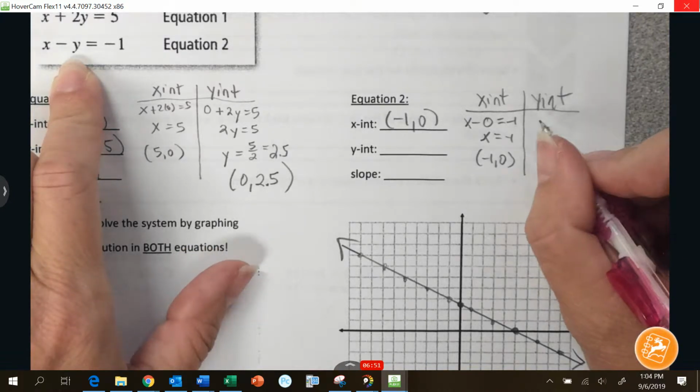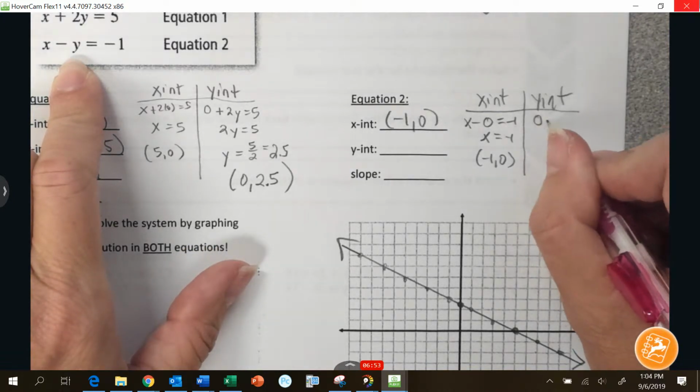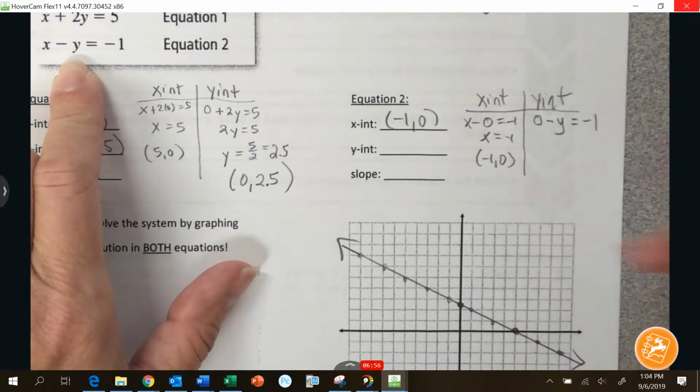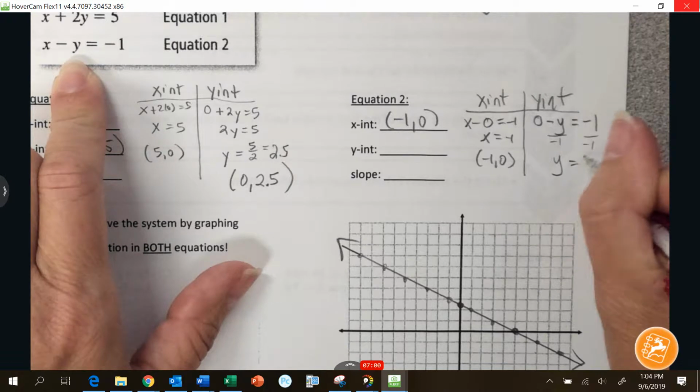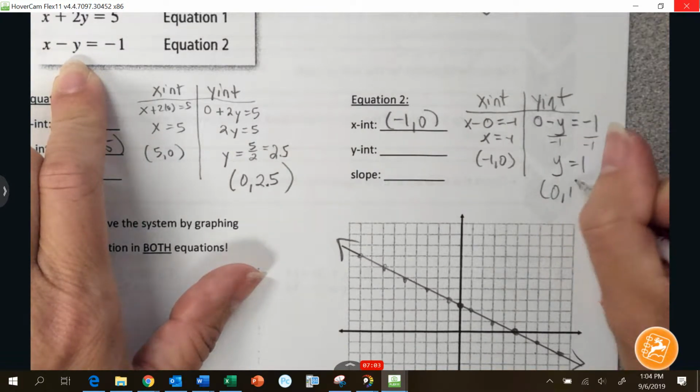To find the y-intercept, we get rid of x. 0 minus y equals -1. I have to divide both sides by -1. y is 1. So 0, 1.